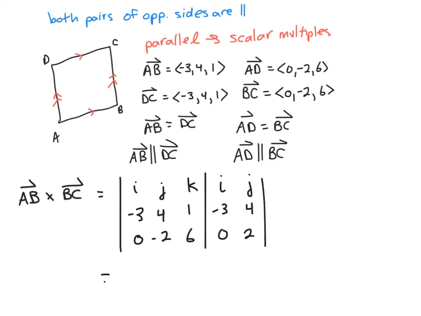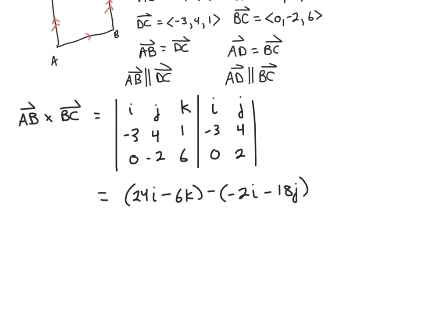Okay, so here our cross product will be 24i plus 0k, or plus 0j minus 6k, minus 0k minus 2i minus 18j. So our cross product is going to be 26i plus 18j minus 6k.